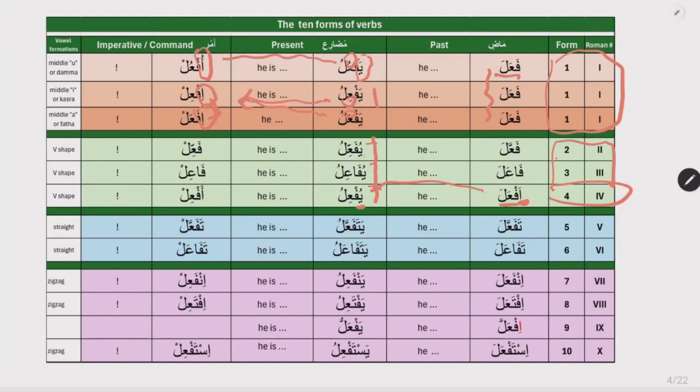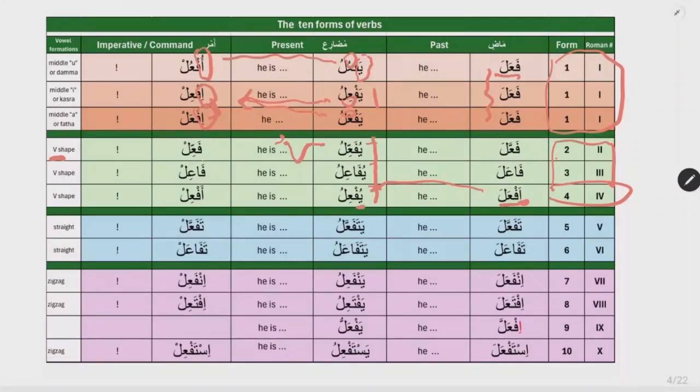go, this fa'ala becomes fa'ilu. Fa'ala becomes fa'ilu, and af'ala becomes yuf'ilu. So if you look at, this is what I was talking about, a V shape, so it goes like dhamma followed by a fatha, then a kasra, then followed by a dhamma again, right? So that's where I get the V shape from, if you look at the sequence of these vowels, right?